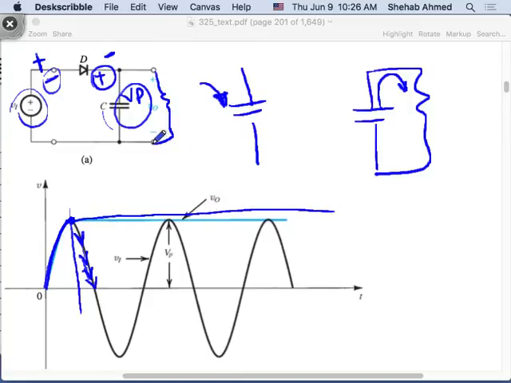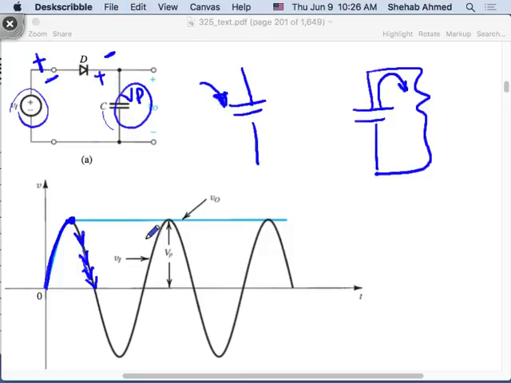I want to put a load. So if I put a load here that's small, what's going to happen? What do you expect to happen? Why wouldn't you want that output to be a straight line though? No, you want it to be a straight line.